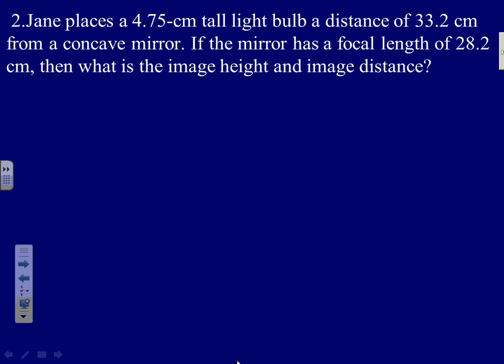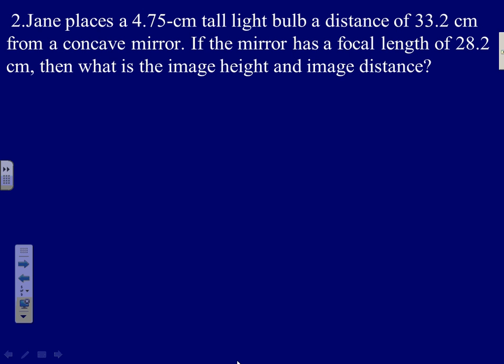So Jane places, and to be honest, these examples, I just did a Google search to find some examples, and they had students' names in them, so we're going with Jane. Jane places a 4.75 centimeter tall light bulb a distance of 33.2 centimeters from a concave mirror. If the mirror has a focal length of 28.2 centimeters, then what is the image height and the image distance? Okay?